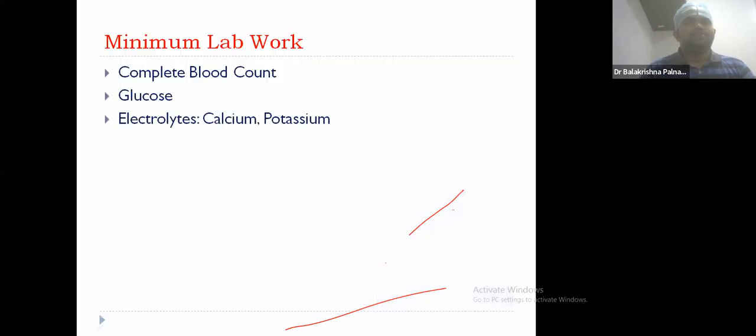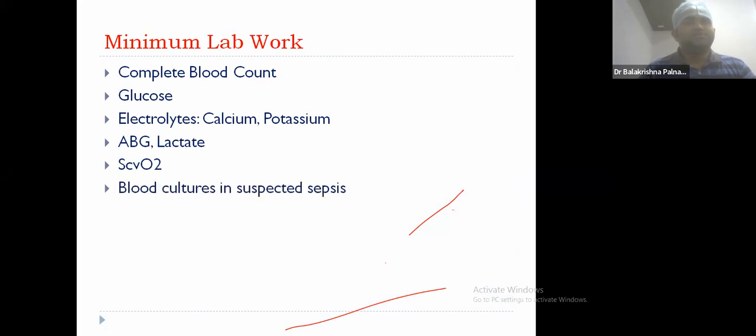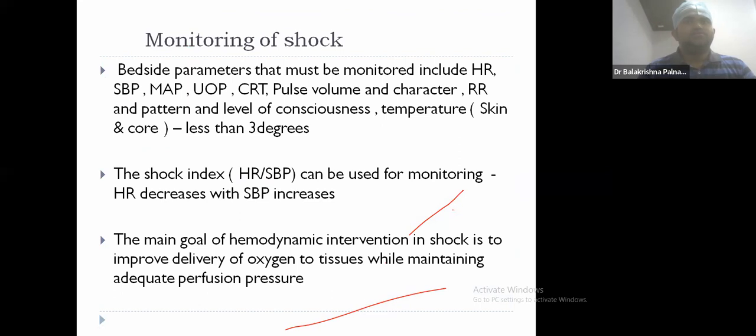So for minimal lab work, you send complete blood count, glucose, electrolytes, gas, lactate, superior vena cava oxygen saturation, which I will tell later, and blood cultures. So monitoring: if you don't want to remember all these things, just remember this simple thing, the shock index. Whenever you are giving fluid or inotropes, the heart rate should decrease and your systolic blood pressure should increase. Definitely, whenever blood pressure is increasing, go back to the formula: cardiac output is equal to heart rate into stroke volume.